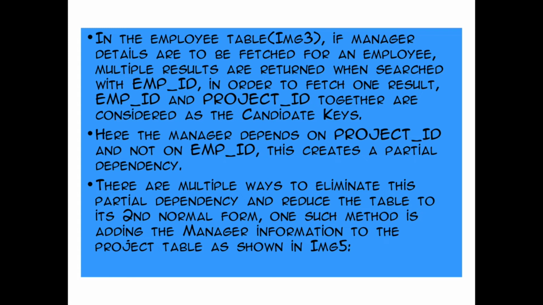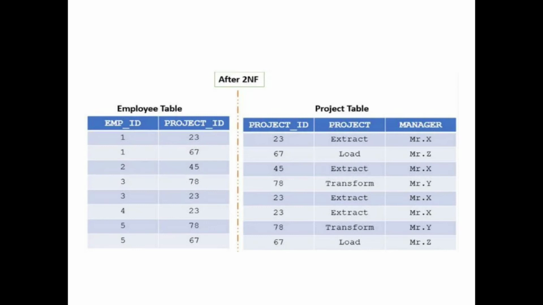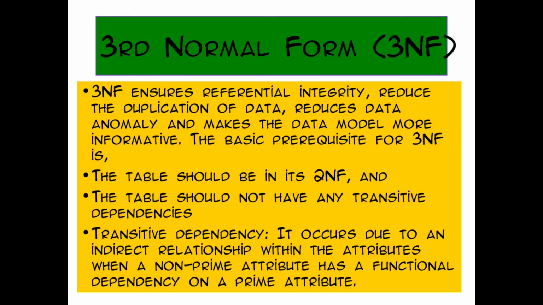There are multiple ways to eliminate this partial dependency and reduce the table to its second normal form. One such method is adding the manager information to the project table. This is after second normal form. Now let's move on to the final normal form.